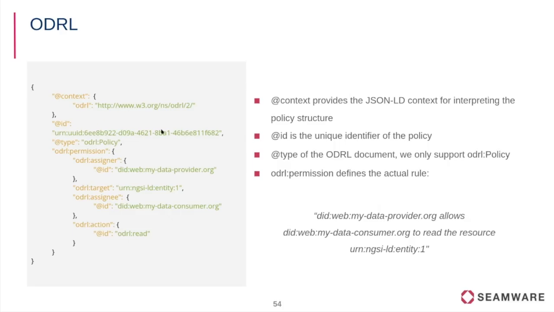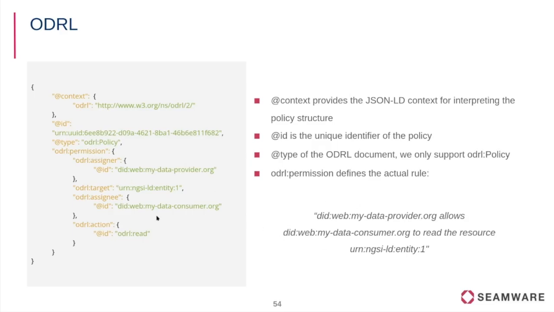Then we have an ID, which gives us a unique identifier of the policy. I think that's pretty clear. And we have a type of the policy or of the ODRL document. Currently, for top-level policies, we mostly support ODRL policy. Actually, this is a little outdated. We now have also support for ODRL agreement and ODRL set. And then we have the actual ODRL permission content. That permission part is what defines our actual rule.